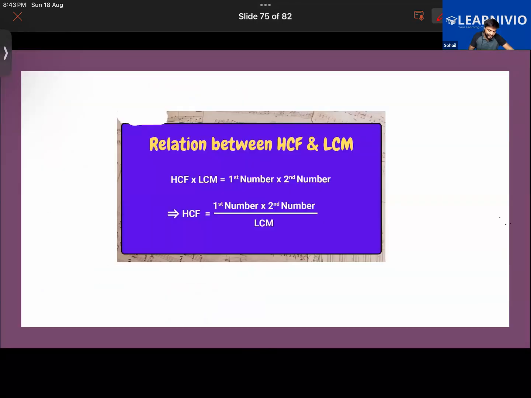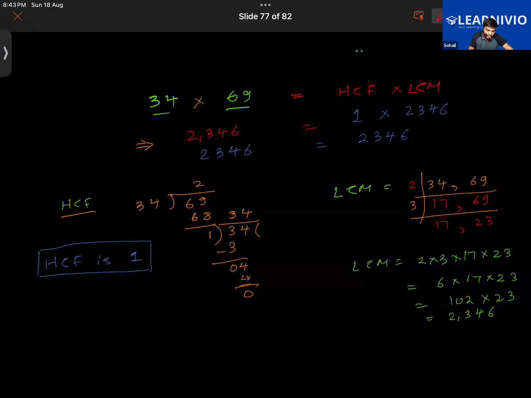The law which I told you in the class, which we studied, is that the product of any two numbers, first number and second number, will be equal to the product of their HCF and LCM. So if the question is asking you the product of HCF and LCM, and the question is not asking you what the HCF is or what the LCM is, the question simply asks what is the product of HCF and LCM, and if the numbers are given, can't you directly find the product by simply multiplying the two numbers?